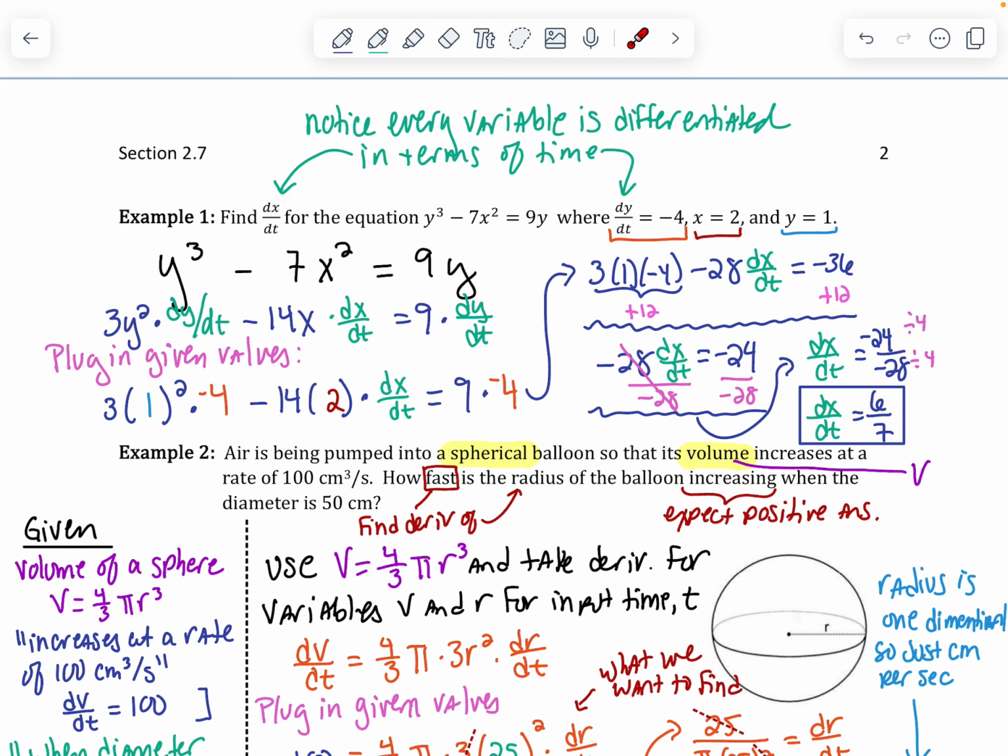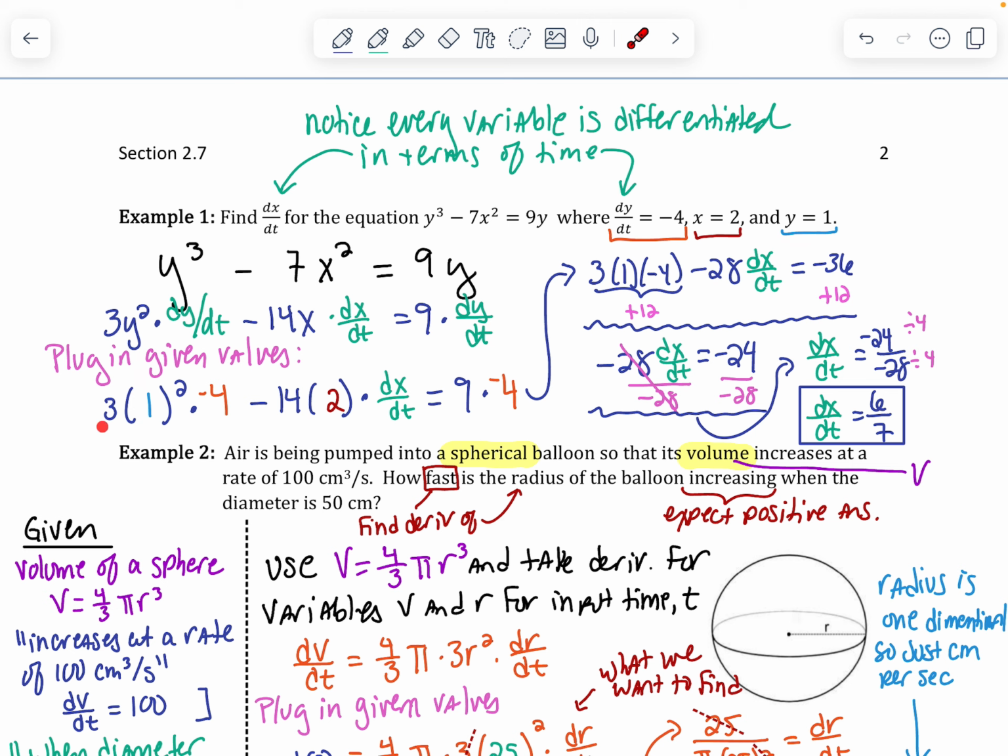Now we're trying to solve for dx/dt. We could subtract terms over and divide by terms, but instead I think it's easier to just go ahead and plug the values in now. Wherever I see dy/dt, I'm going to put a negative 4. Wherever I see x, I'm going to insert a 2, and wherever I see a y, I'm going to substitute a positive 1. Hopefully the color coordination helped.